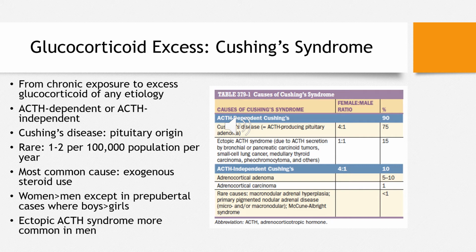Now, in patients with ACTH-independent Cushing's, they usually harbor adrenocortical adenoma. Cushing syndrome affects more commonly women than men, except in the prepubertal cases, where boys are more commonly affected than girls. On the other hand, ectopic ACTH syndrome more commonly affects men than women.